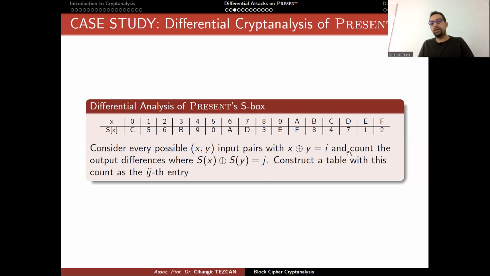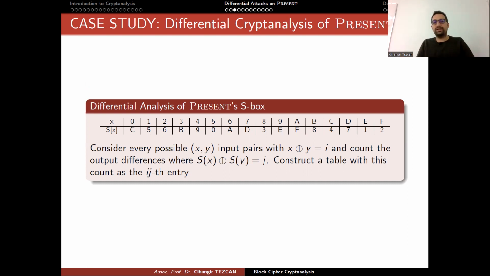For instance, assume that our I is 1. So I'm focusing on pairs like 0, 1. I perform the S-box operation. Now the output is C and 5. Their XOR will be our J value. In this scenario, since we are focusing on every possible X, Y, I'm focusing on 0, 1 when I took X equal to 0. Since I fixed the input difference as 1, Y has to be 1. But if I choose X equal to 1, then Y becomes 0. So having XY and YX gives the same output. That is what I'm trying to say, because 0, 1 and 1, 0 in terms of output XOR will be the same.